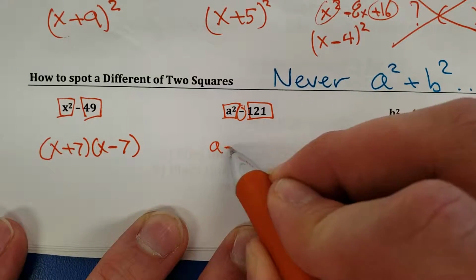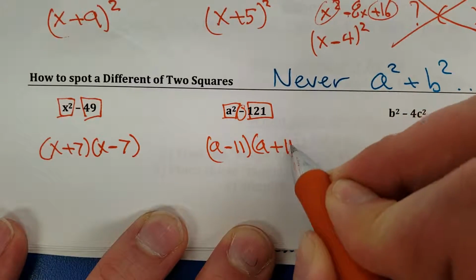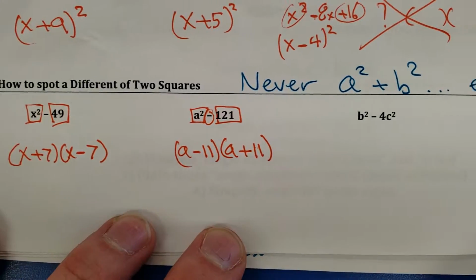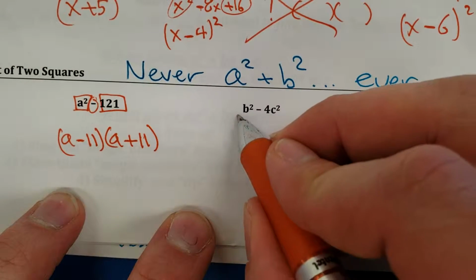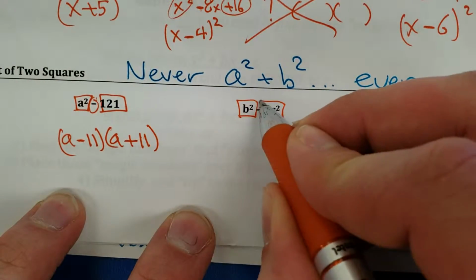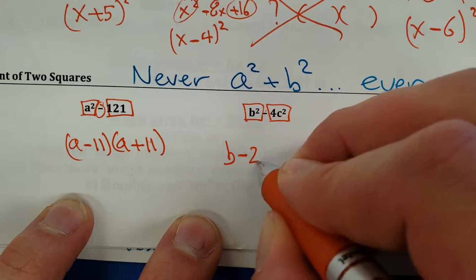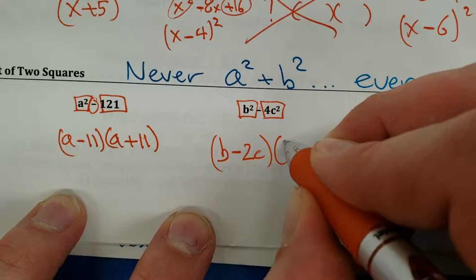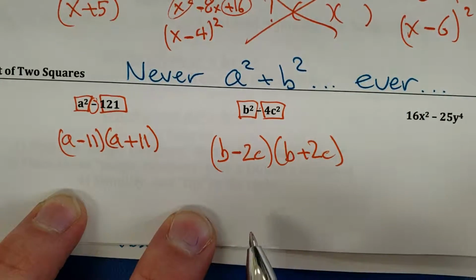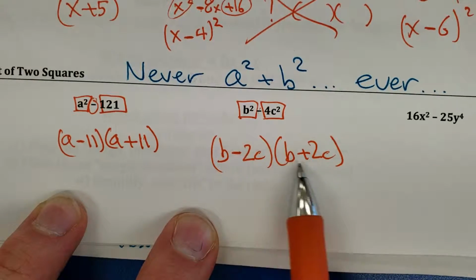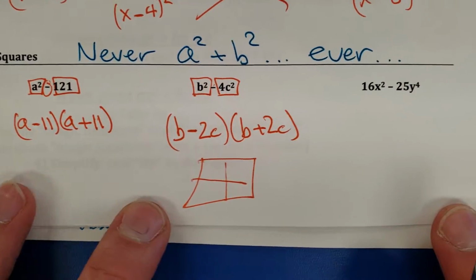This probably used to be a minus 11 and a plus 11. Know your square roots, students. Something squared minus something squared. Yep, this probably used to be ab minus 2c times ab plus 2c. Difference of two squares. If you want to make a polybox and show that it's going to be this, be my guest. If I'm wrong, prove me wrong.